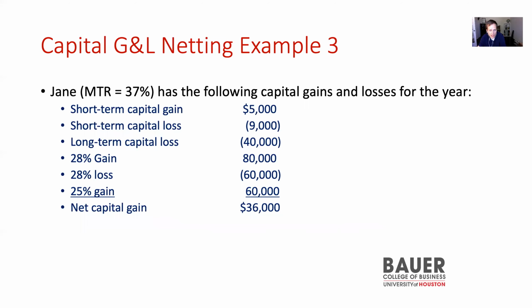All right, here's a slightly more complicated example. Now I've got 4 different categories. I have short-term gain and loss, a long-term loss, a collectibles 28% gain and loss, and an unrecaptured 1250 gain. I know they should add up to positive 36,000, but what's the character of that?